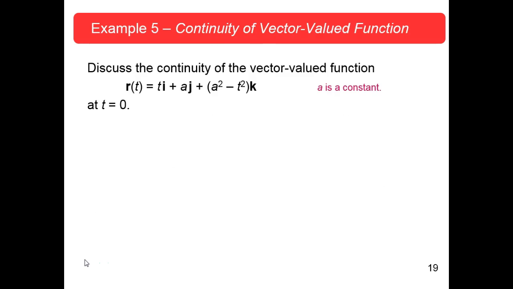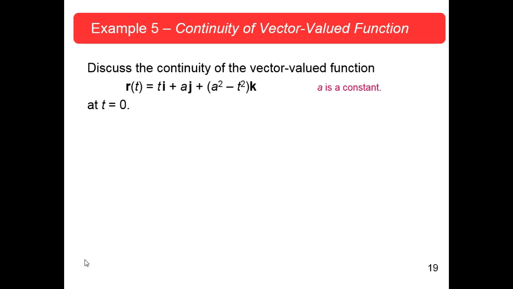So let's discuss the continuity of the vector valued function r of t equals t i plus a j plus (a minus t) k, where a is just some constant, at t equals 0. What is the continuity of this vector valued function there? Okay? At t equals 0. What would be the value of that when t is equal to 0? Plug in t equals 0. What would we get?